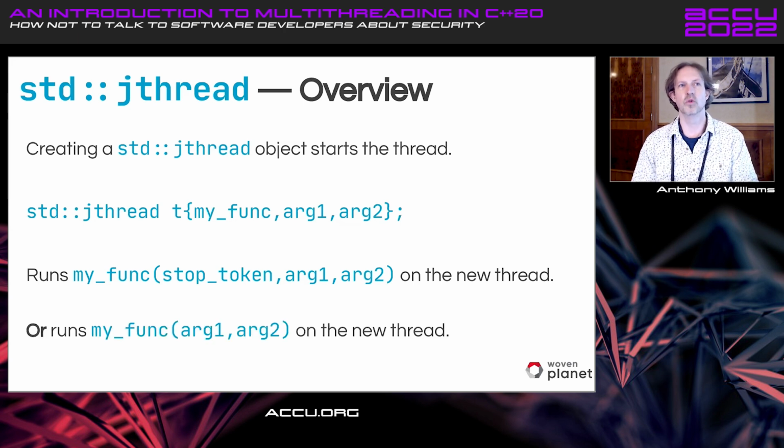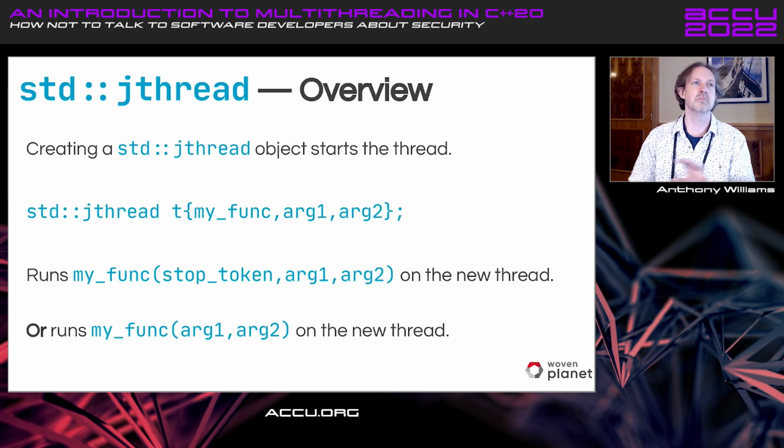Of course, you might not need that stop token, your callable might not use it, and then actually, if your callable doesn't accept a stop token, then it won't be given one. The JThread will just say, "Oh, you don't use it. Never mind. Here, just have the arguments you give me." So it'll just run your function with the arguments.